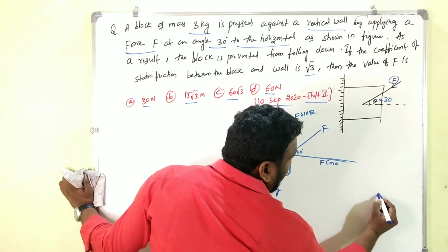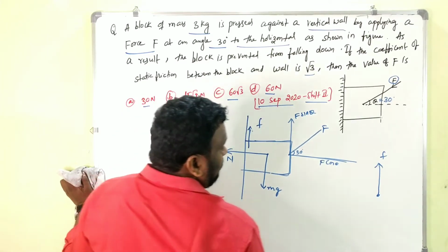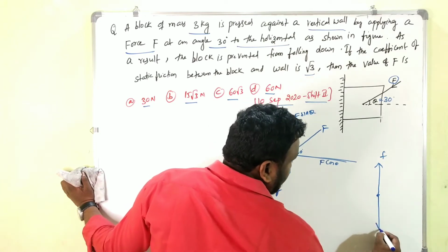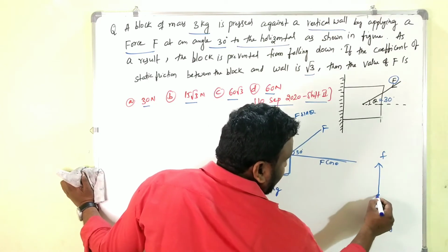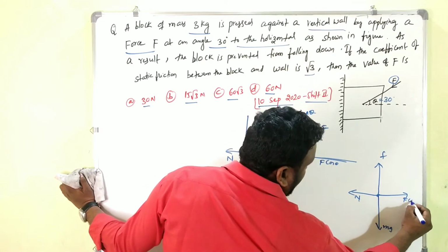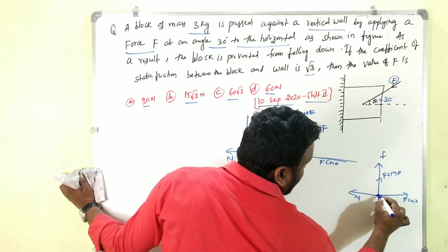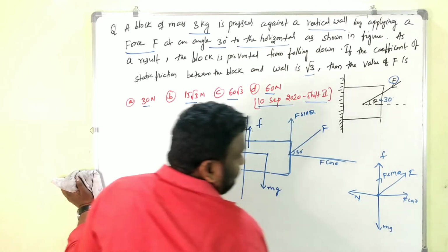This is the body. On that body in this direction what do you have? Friction is there, and in the other direction what is there? mg is there, and this is the normal force, and this is now F cos theta and this is F sin theta and this is the applied force.